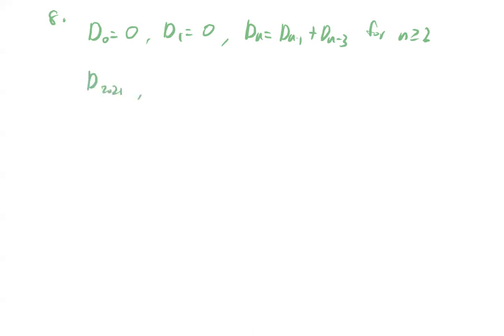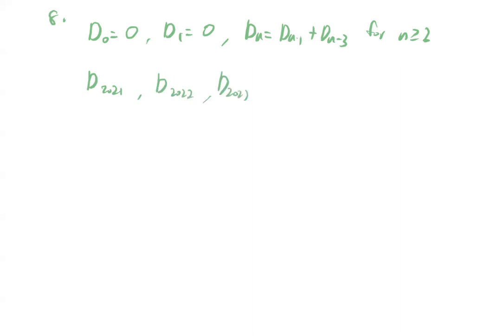So we have d0 equals 0, d1 equals 0, and dn equals dn minus 1 plus dn minus 3 for n bigger or equal to 2. How do you identify if d2021, d2022, and d2023 are even or odd?